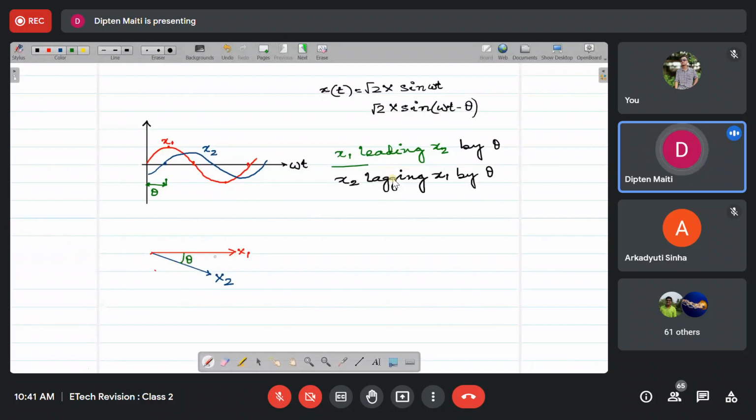Now, at any instant of time, you can see here, this angle is theta. If you want, you can consider the same diagram at a different instant of time. I am drawing rough figures here. For someone else, the diagram may be like this, and x2 may be like this. So this is x2, and this is x1, let's say, and their phase angle difference is theta. Similarly, someone may draw in another way, in arbitrary ways. So this is x1.